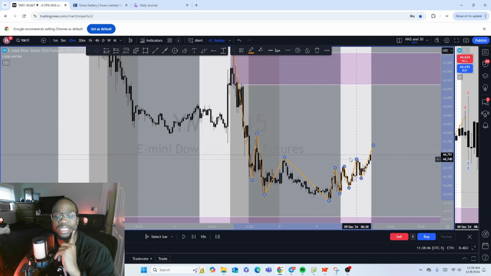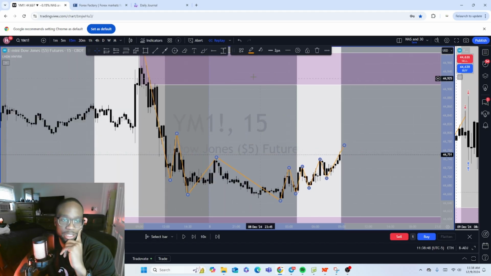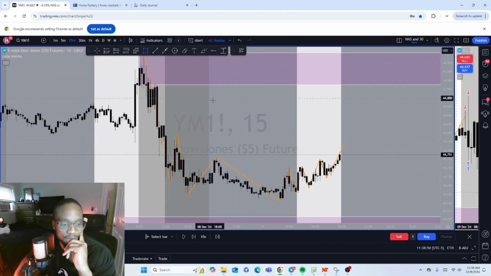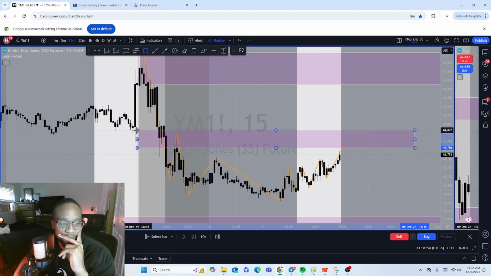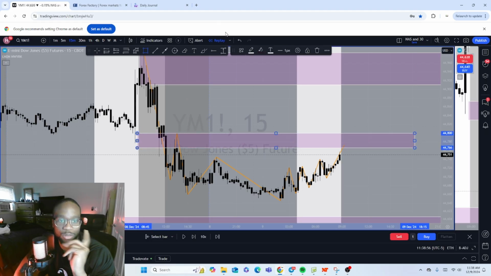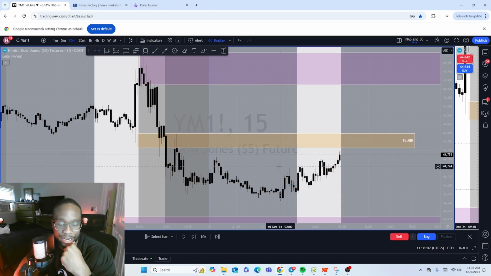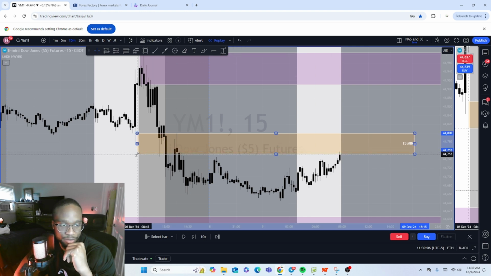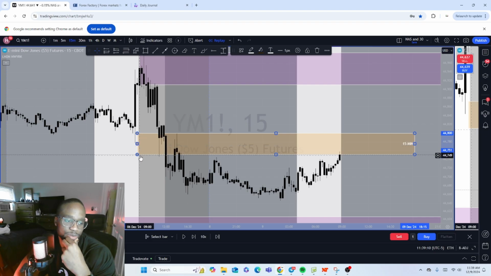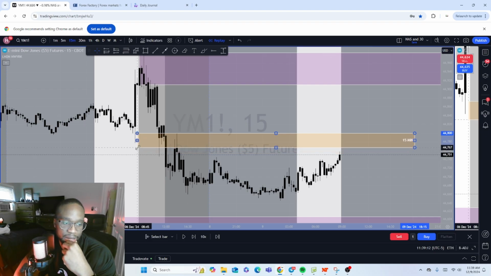You can see there's structure all up in here. This structure area was not hit yet, so that's why I draw it out. The other structure area, like this one, was already broken, so I didn't need to draw it anymore. I'm drawing my structure from the full candle's body, but I could draw it from the wick. It's still the same thing. I'm going to just draw it from the wick.